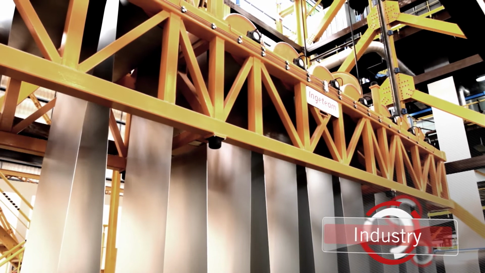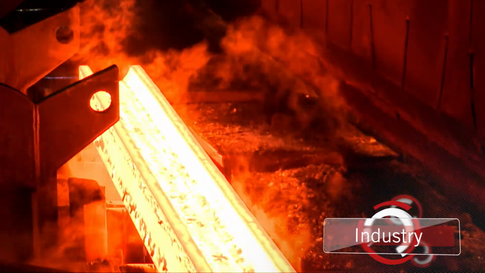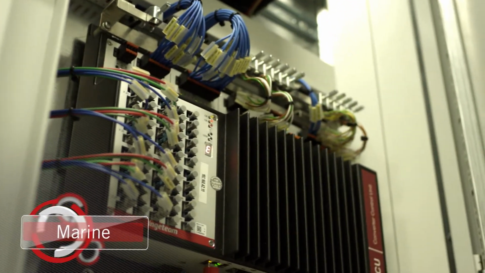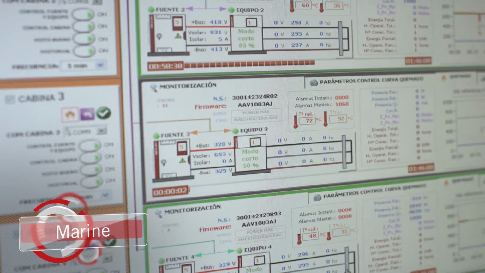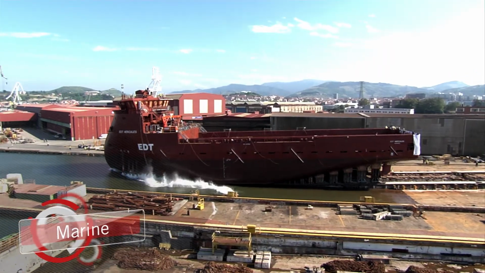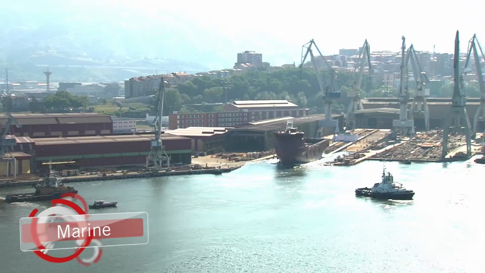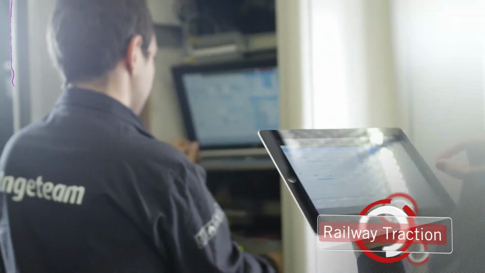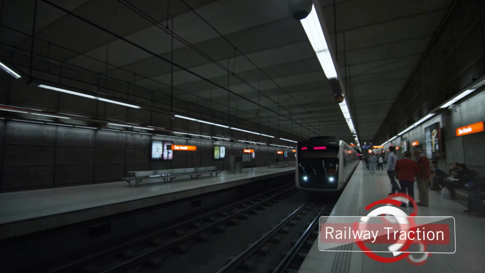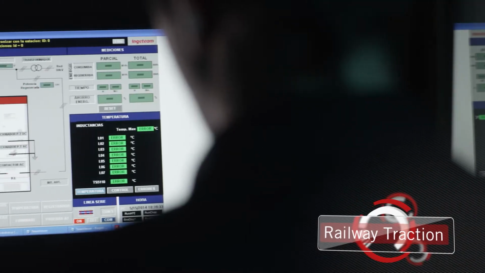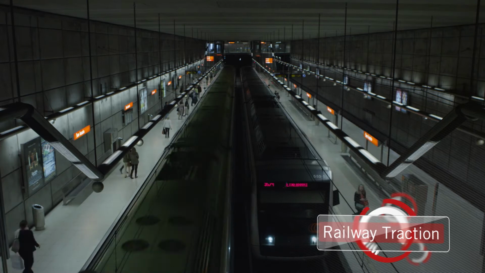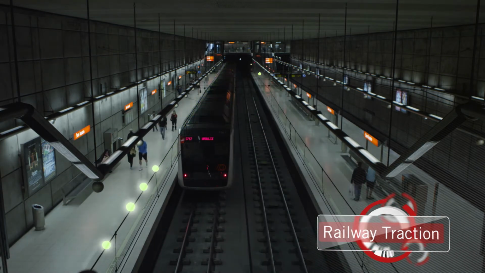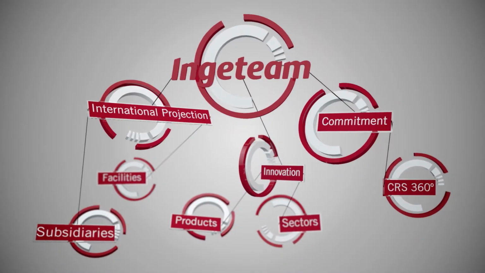We are executing electrical engineering and automation projects in the iron and steel, mining and oil and gas sectors. We provide comprehensive solutions for power generation, electric propulsion and control in highly specialized vessels such as dredges, offshore support vessels and oceanographic research vessels. We supply comprehensive traction and control solutions and onboard auxiliary systems for rolling stock. We are working on energy recovery systems from regenerative braking in order to return this energy to the power grid.